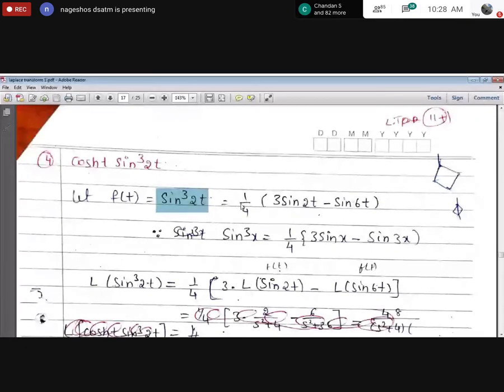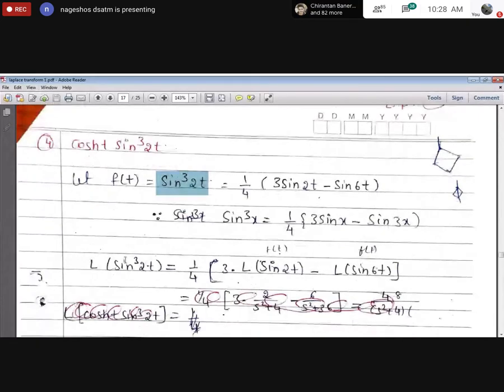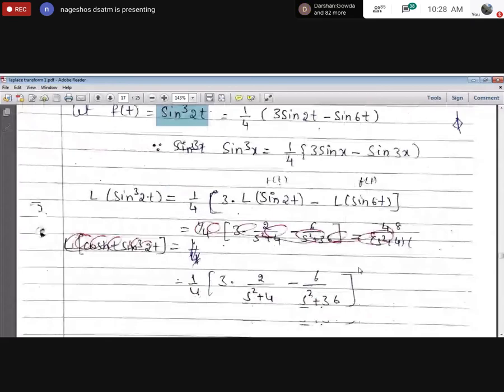1 by 4 (3 sin x minus sin 3x). This formula you have to use. So if you use that formula here, it becomes 1 by 4 (3 sin 2t minus sin 6t). So what happens? The Laplace transform of sin cube 2t will be 1 by 4 outside, 3 times the Laplace transform of sin 2t minus the Laplace transform of sin 6t.